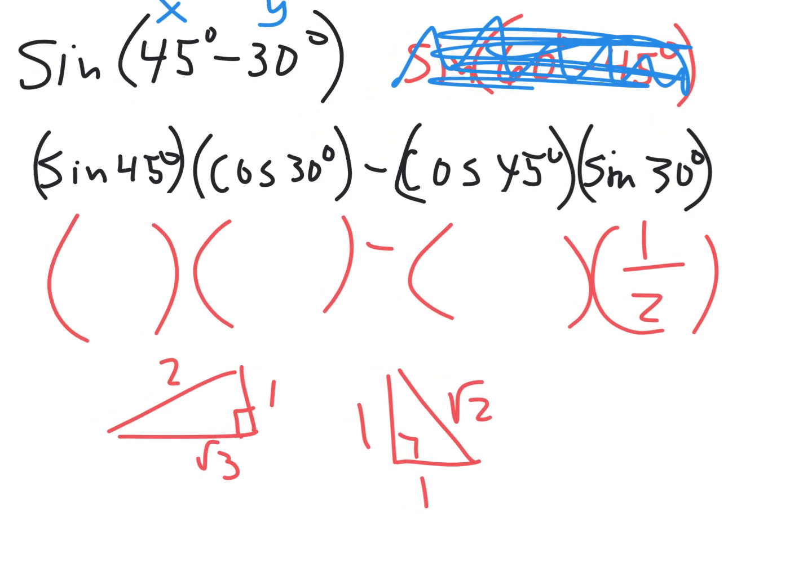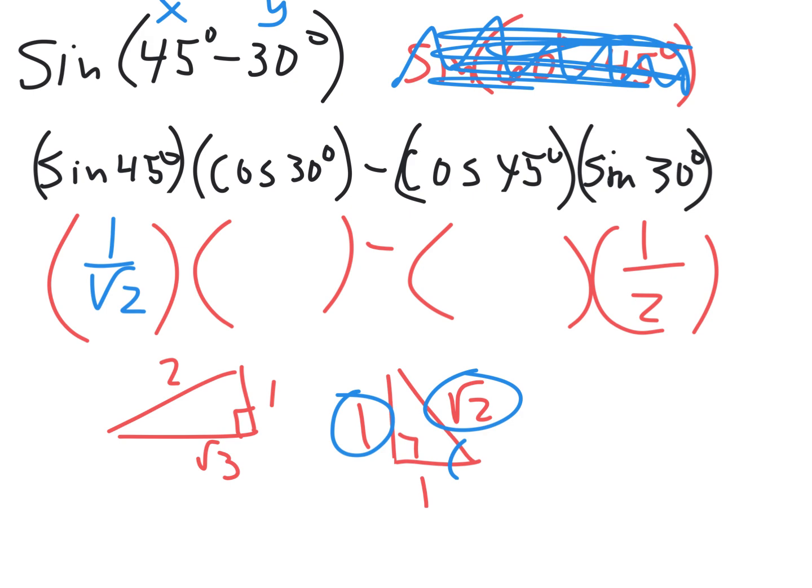Sine of 45. Sylvia, what'd you guys get for sine of 45? All right, sine is opposite over hypotenuse. And so 1 over root 2 would have been better, actually. I know some of you were thinking, oh, I'll be fancy and rationalize it. But the problem is, then you aren't going to have a common denominator with the other side. So trust me, just leave it that way.